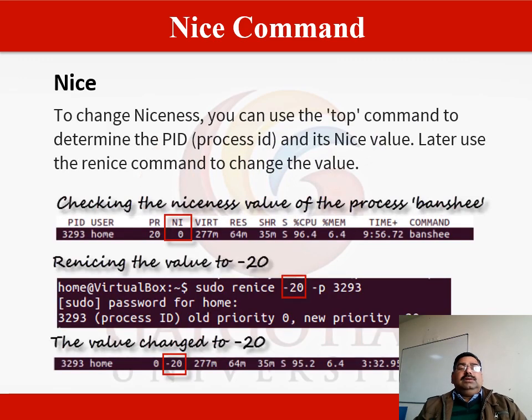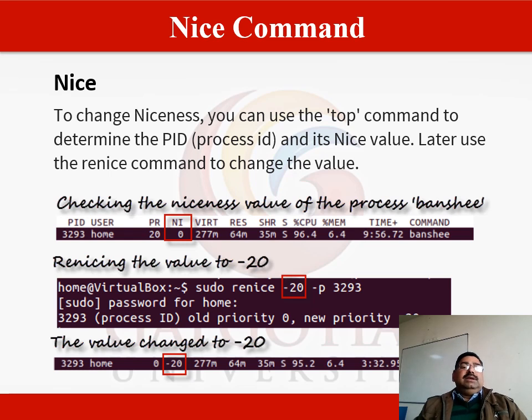You can view in this PPT that to change niceness, you can use the top command to determine the PID. If you don't know the processes, you can use the top command, then you can view the number of running processes. From there you can know the PID. Here you can view the PID of a process, 3293. The user is home, the priority value is 20, and the nice value is 0 in the red rectangle. Virtual memory is 277 MB and physical memory is 64 MB.